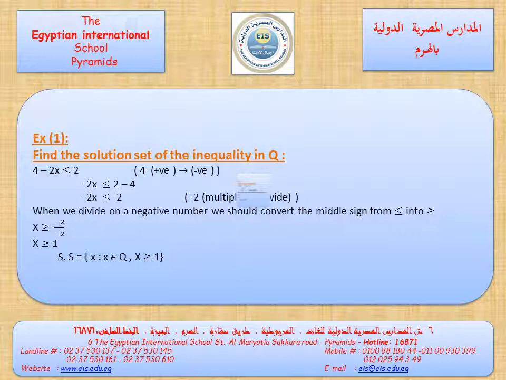So the solution set will be x such that x belongs to Q and x bigger than or equal to negative 1. This is the form I must put the solution set in: x such that x belongs to Q, and put the final answer that came out, which is x bigger than or equal to 1.